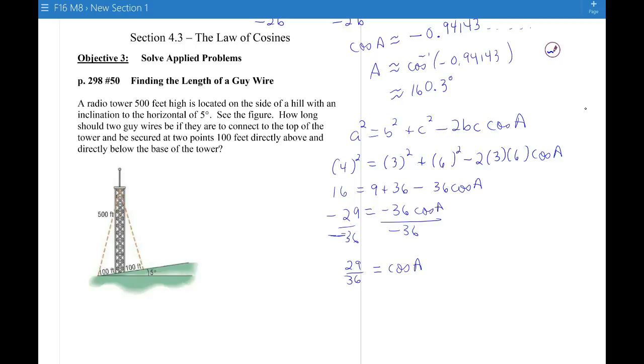Well, I can tell this angle is going to be smaller than 90 degrees because it has a positive cosine. So A is going to be the inverse cosine of 29 over 36. So that's equal, and then we get approximate 29 over 36, and then inverse cosine of that gives me 36.3 degrees. And then you can find the other angles in a similar way.